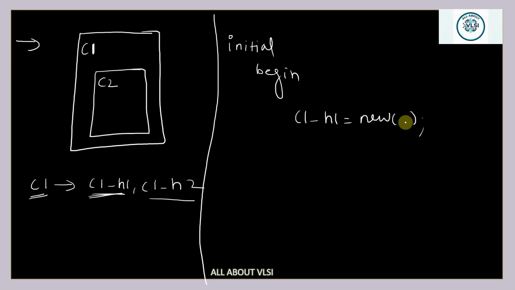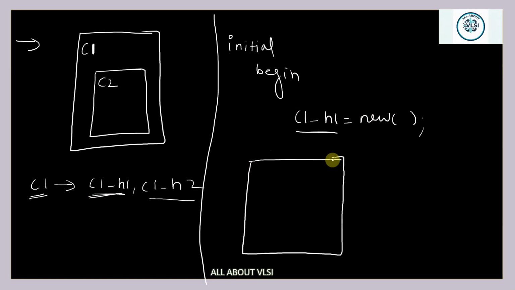If I have created the object for c1_h1, it is going to look like this. c1_h1 is now going to have an object where I have the property a, let's say with value equal to 0. And also we are going to have the handle for C2, that is c2_h. So I'm going to have it like this.